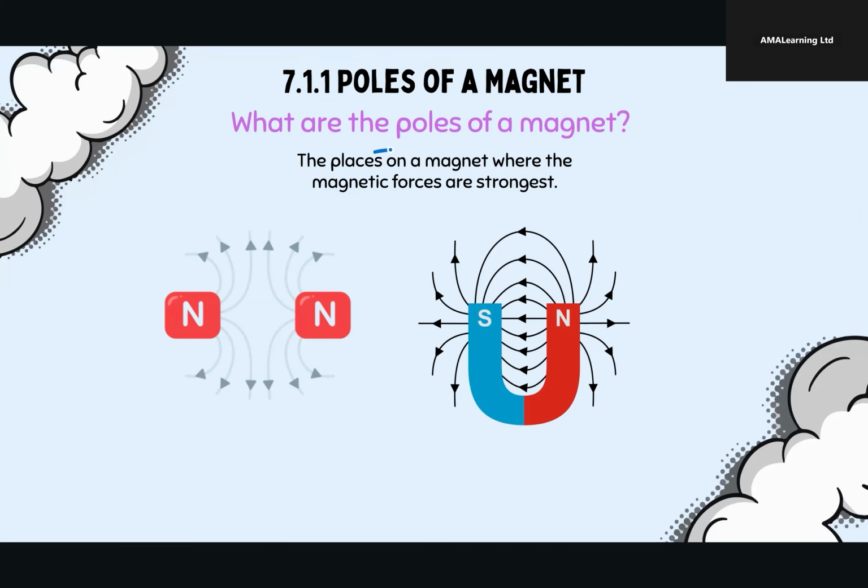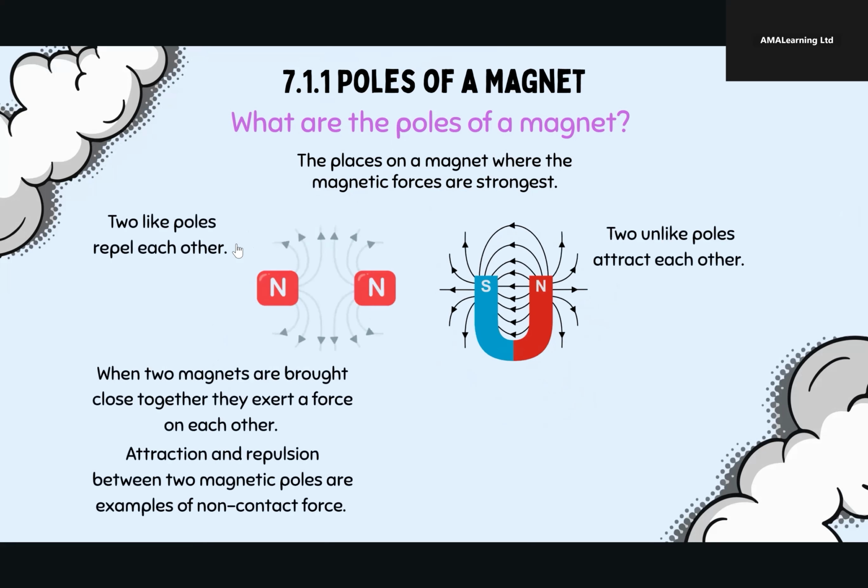What are the poles of a magnet? The places in a magnet where the magnetic forces are strongest. You can see here, the magnetic field always goes from north to south. Where you've got more lines together, that's where the magnetic field is strongest. As they get further and further apart, the magnetic field gets weaker and weaker. So the place in the magnet where the magnetic force is strongest is where you've got more magnetic field lines.